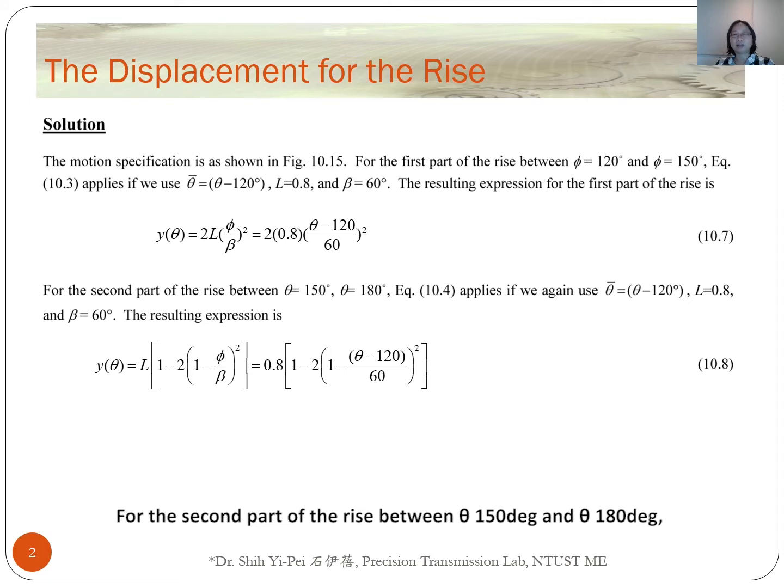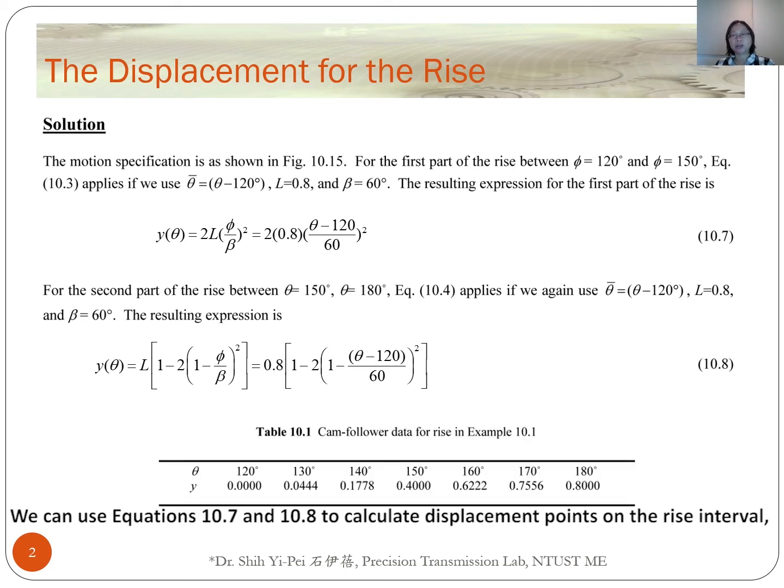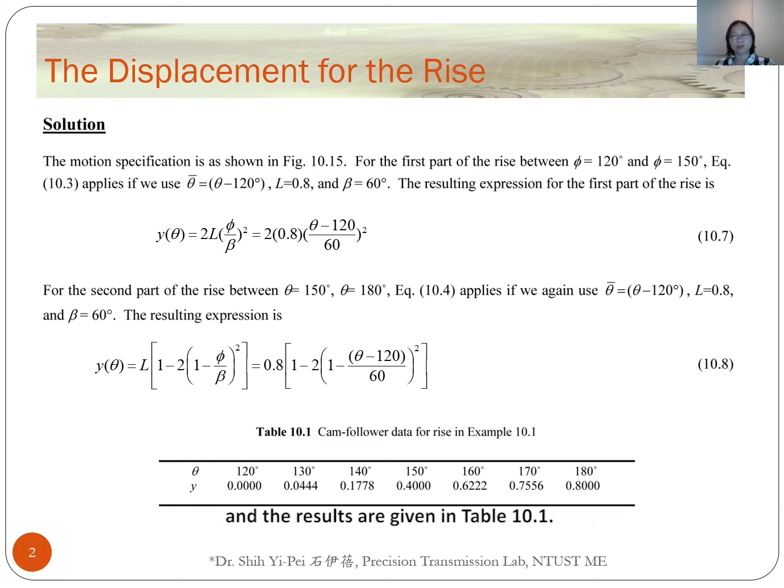For the second part of the rise, between theta 150 degrees and theta 180 degrees, the resulting expression is in equation 10.8. We can use equations 10.7 and 10.8 to calculate the displacement points on the rise interval, and the results are given in table 10.1.